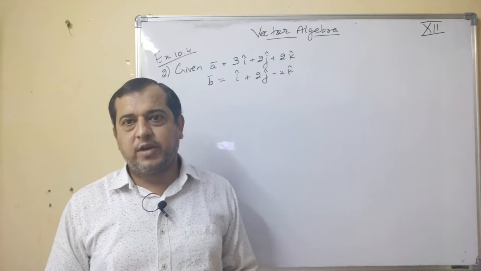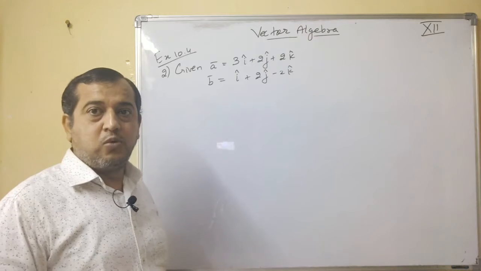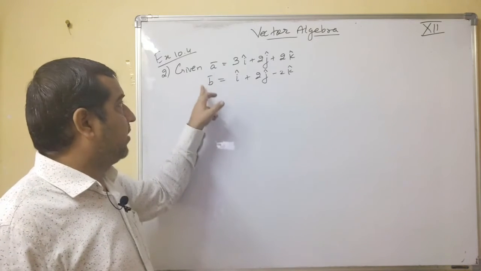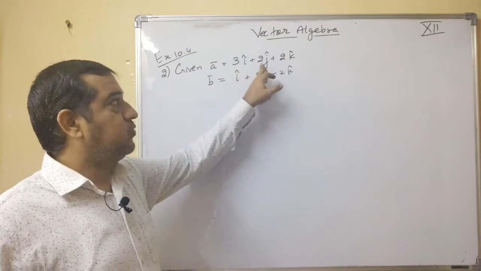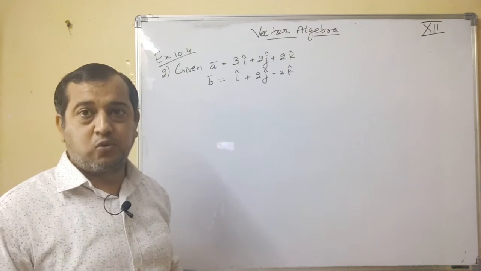Proceeding further, we come to exercise 10.4. In this, we come to question number 2. In question 2, two vectors are given to you, vector A and vector B. Vector A is 3i plus 2j plus 2k, and vector B is i plus 2j minus 2k.